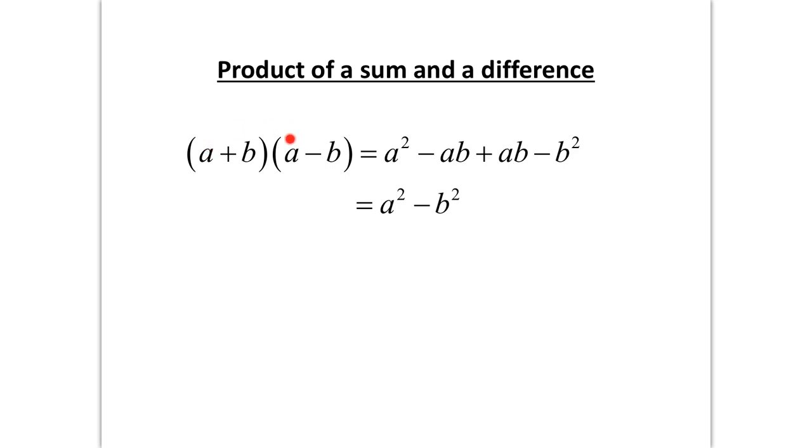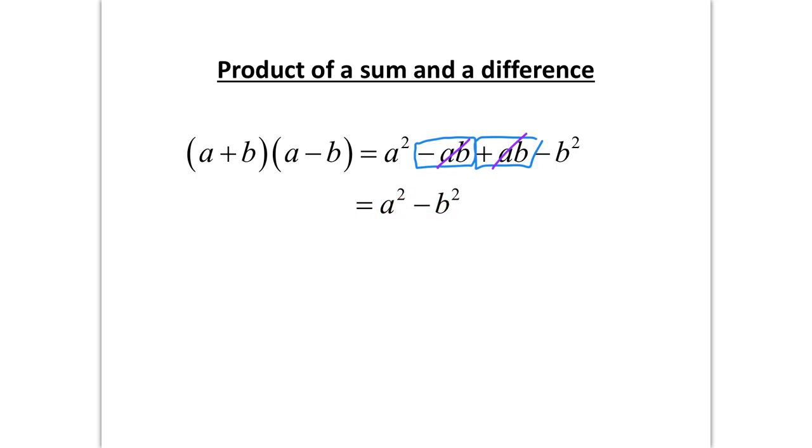When you use the distributive property, you multiply a times a, that's a squared, a times negative b, that's negative ab, b times a, that's positive ab, and then positive b times negative b is negative b squared. Well, notice what happens in the middle. When you combine like terms, these two have the same variables, but they cancel. So all you have left is a squared minus b squared.